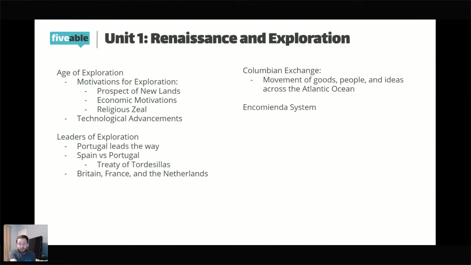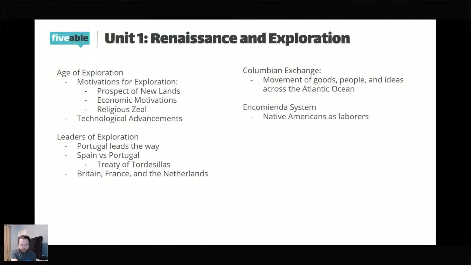Now, the encomienda system, I also want to mention here really briefly. The system that the Spanish used to, I don't want to say employ, because it wasn't employing. It was really just like de facto slavery. But it was Native Americans as laborers.